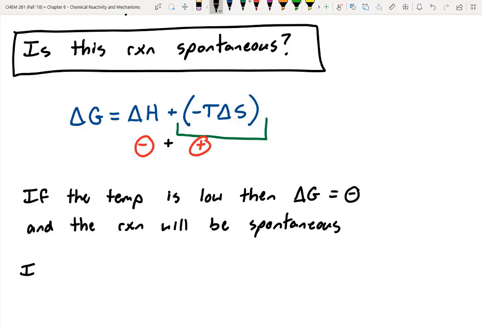All right. If the temp is high, then maybe that positive side, that negative T delta S side of the equation will be a very, very big number, and it will overtake the negative value from delta H, and delta G could be positive, right?